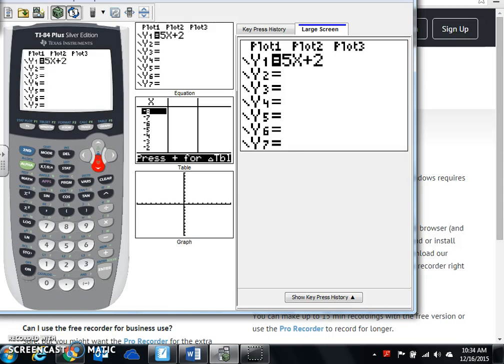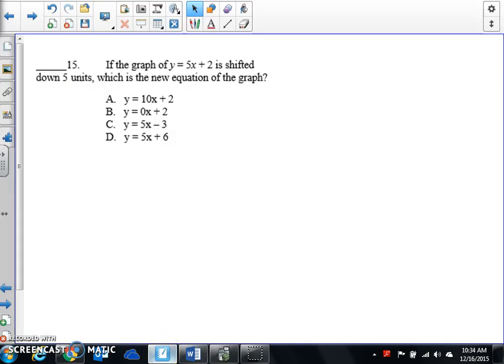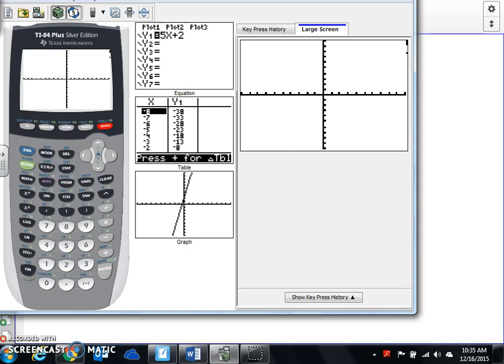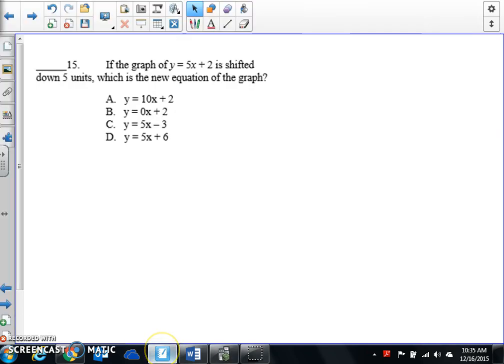Now I would test my other equations. So the next equation was 10x plus 2. All right, so if I go in here, 10x plus 2, graph. Okay, there's my first equation. That's my second. Okay, so that did not shift down 5 units. It crisscrossed, it did all sorts of weird stuff. So that's definitely not true.